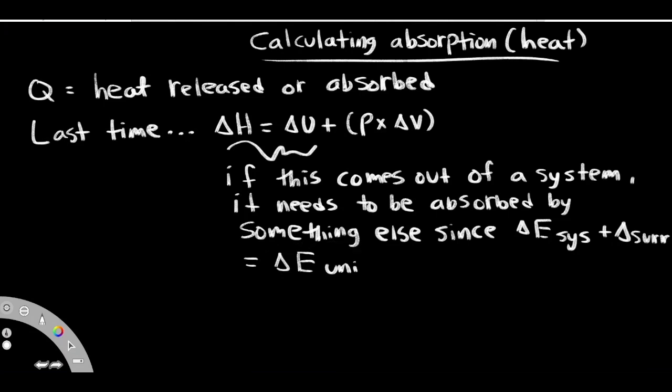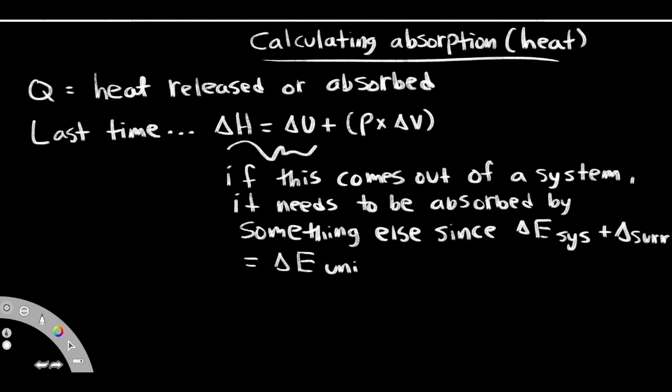These two need to be summed up. If this one increases, then this one must decrease. If this one increases, then this one must decrease. It's an ebb and flow of give and take. If this is from a system and it is releasing a certain amount of energy, it's going to go somewhere. It's going to go into the surrounding.